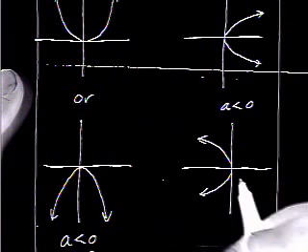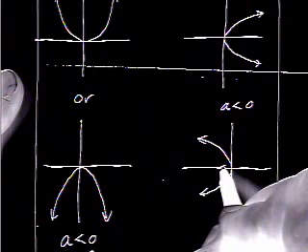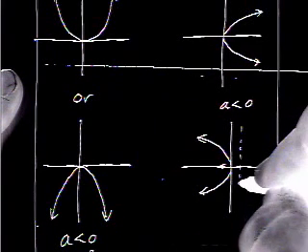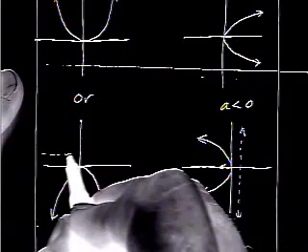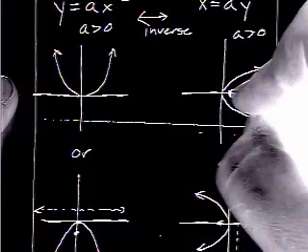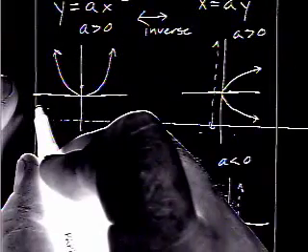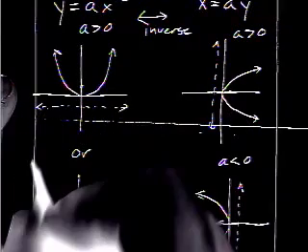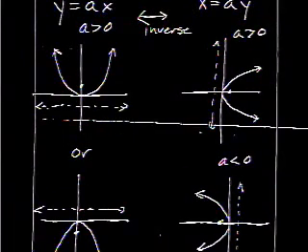Oh, one other piece of information I want to remind you of. The focus is always inside the parabola, and the directrix is always on the outside of the parabola. Focus is always inside, directrix is always outside. So in every one of these situations, there'll be a focus and a directrix, which remember are not really part of the parabola, but they are important in finding the definition of that parabola. So every one of these has a focus inside and a directrix outside.